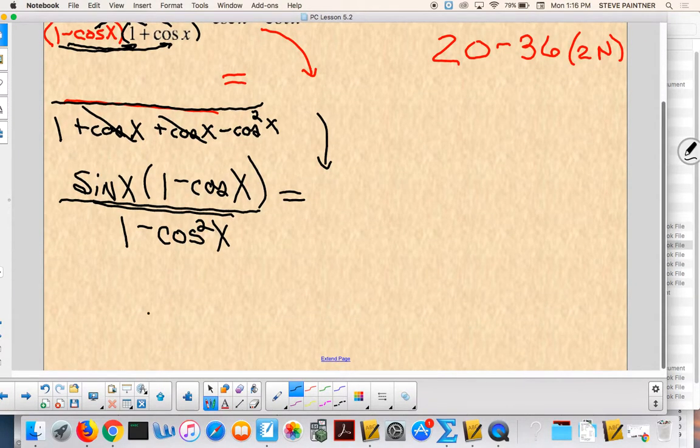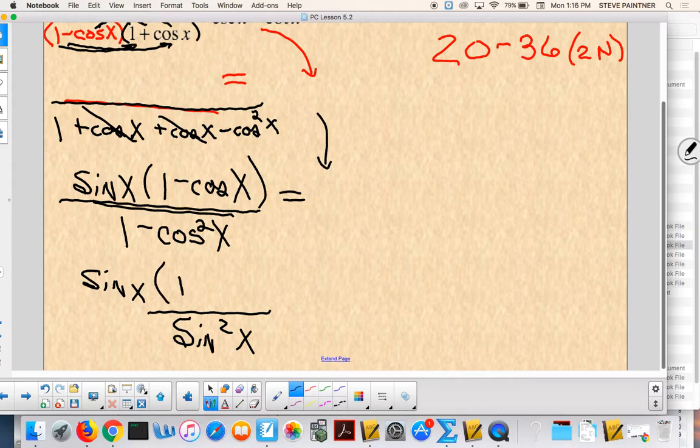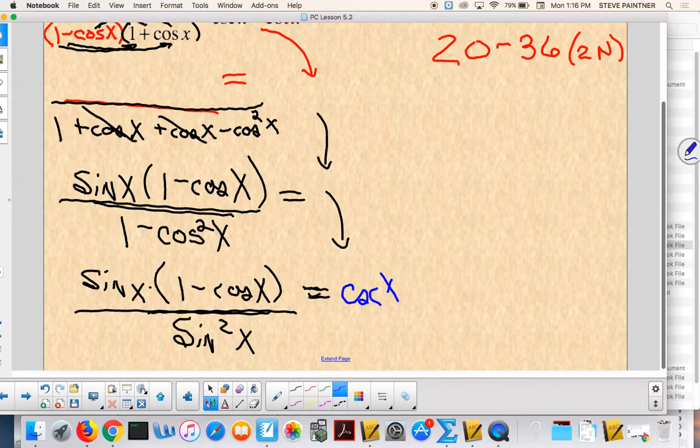Okay, so now we're cleaning it up a little bit. So you got a sine squared, and then you got a sine, and then a 1 minus cosine. Okay. What does the right side say? Tell me one more time. I can't see it. Cosecant x minus cotangent x. Okay. Minus or plus? Minus cotangent. Like that? Yep.